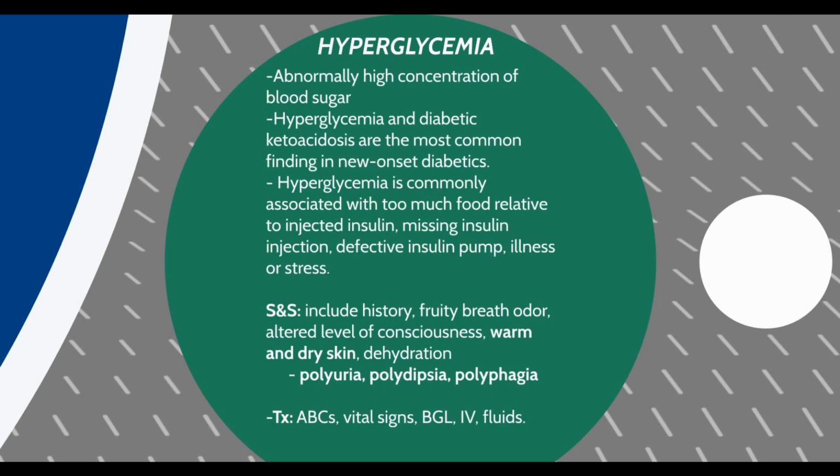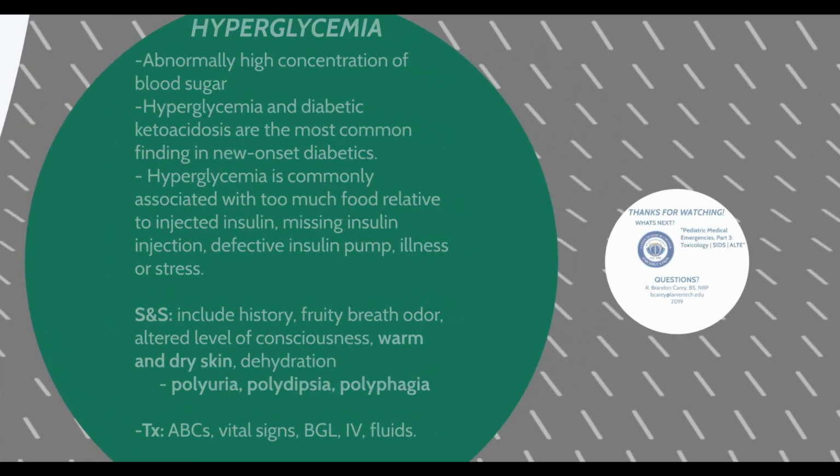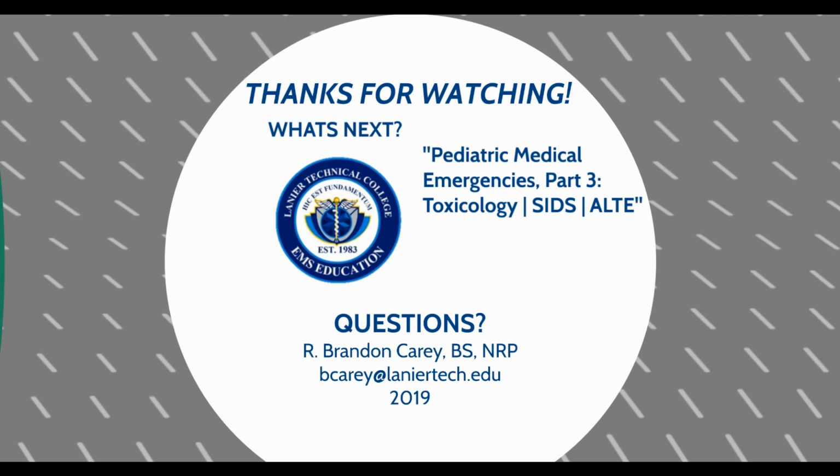All right. So treatment of this. We want to, obviously, first and foremost, secure the ABCs. Then we want to get the vital signs and apply them on the EKG. Then assess their blood glucose level and administer IV fluids to try to correct the dehydration, which can potentially lead to arrhythmias.